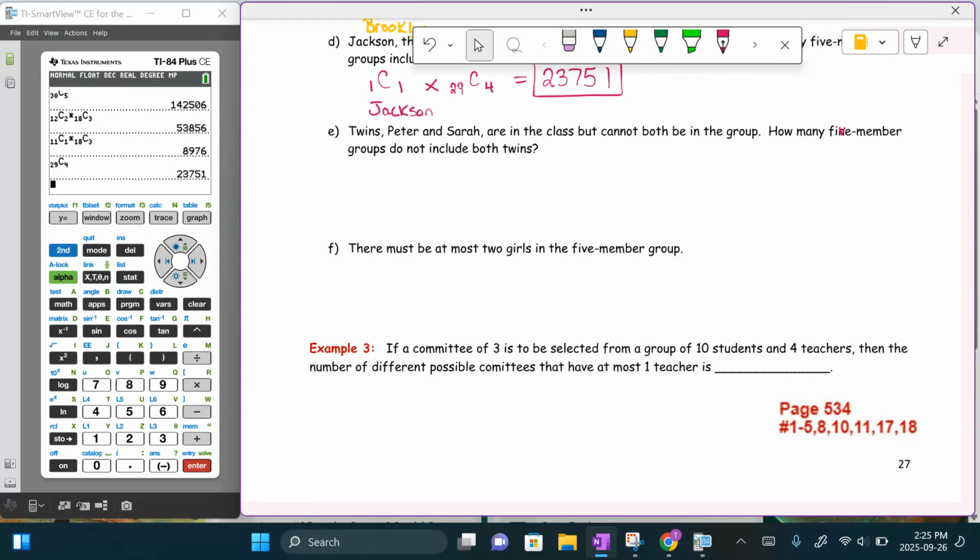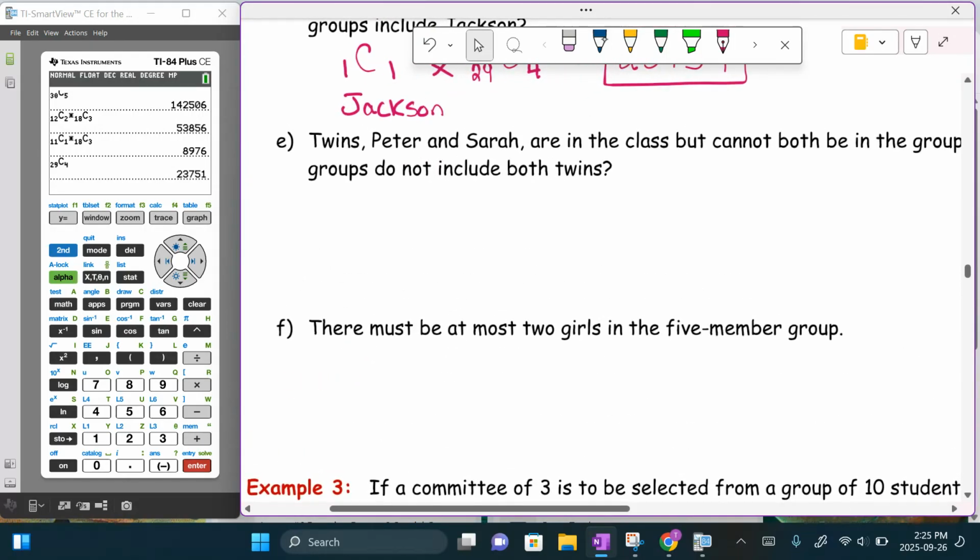Right, so then we would do, total without any restrictions is 30 choose 5. It's a group of 5. Minus the twins in it. Right, so the twins in it is 2 choose 2.